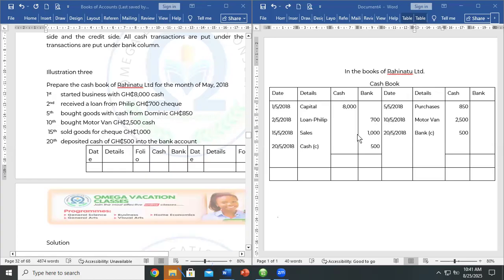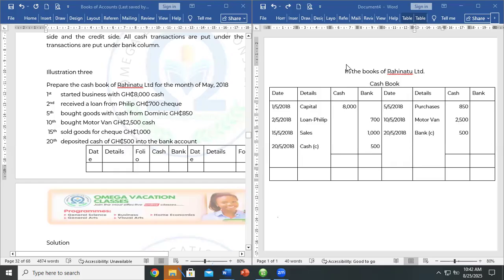Okay, Portia, you have a question. Let me get to that question. Say, please, what if they ask a question like cash sales deposited in the bank? Which account should we debit? Like, which account should we open? Is it the cash account, sales account, or the bank account?